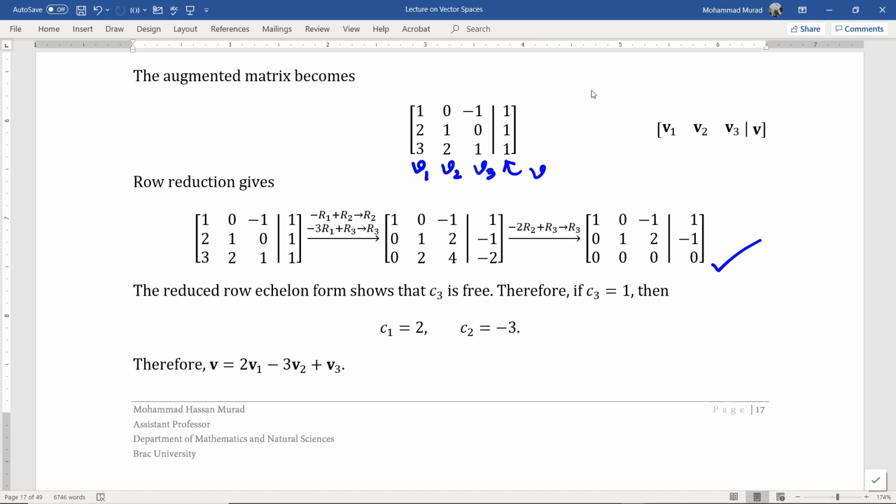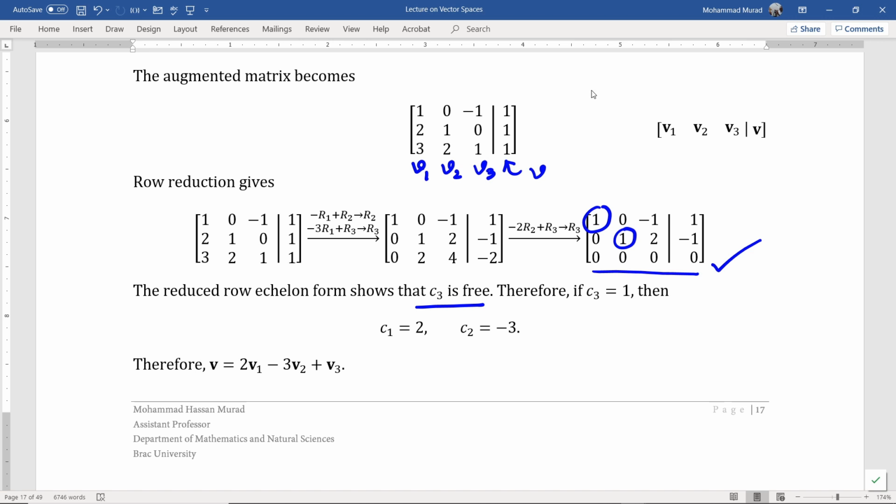Now we identify the pivots, which correspond to the variables C sub 1 and C sub 2. We see that the third row contains no pivot. So the variable C sub 3 is free. It means we can assign the value of C sub 3 as any real number.